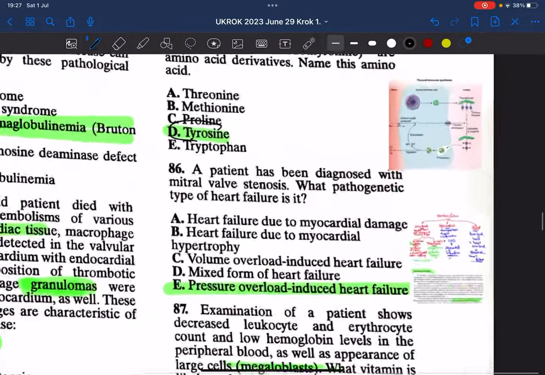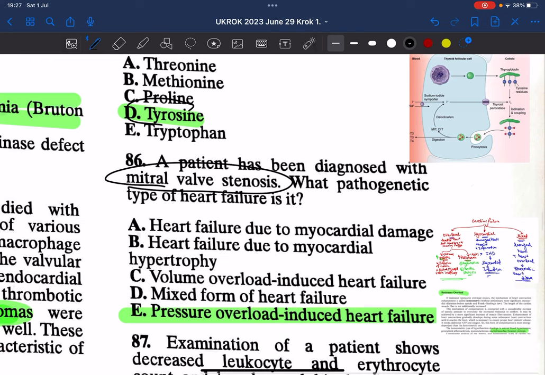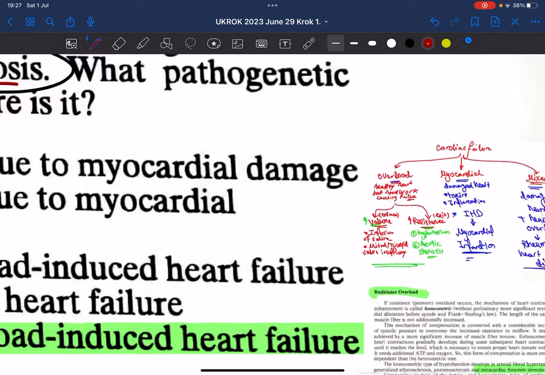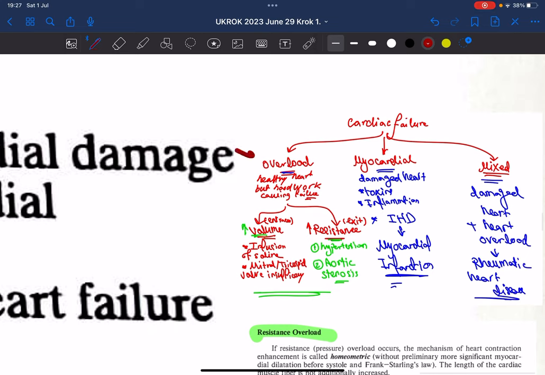Then we have a patient diagnosed with mitral valve stenosis. What pathogenetic type of heart failure is it? The pathogenetic types of heart failure are cardiac overload, either by volume or resistance, myocardial mechanism, or mixed. Here, if it's mitral valve stenosis, then it's by resistance.